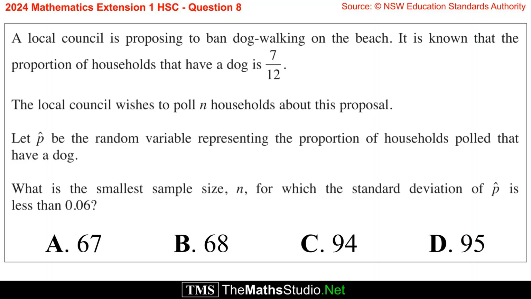Question 8. A local council is proposing to ban dog walking on the beach. It is known that the proportion of households that have a dog is 7/12. The local council wishes to poll N households about this proposal. Let P hat be the random variable representing the proportion of households polled that have a dog. What is the smallest sample size, N, for which the standard deviation of P hat is less than 0.06?